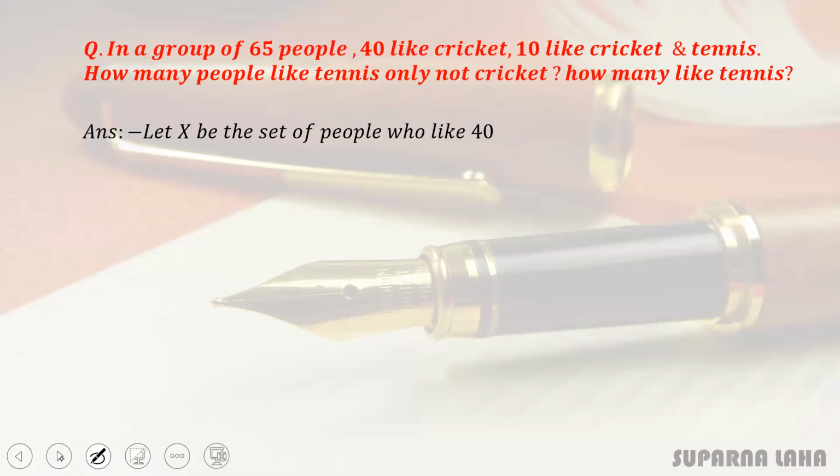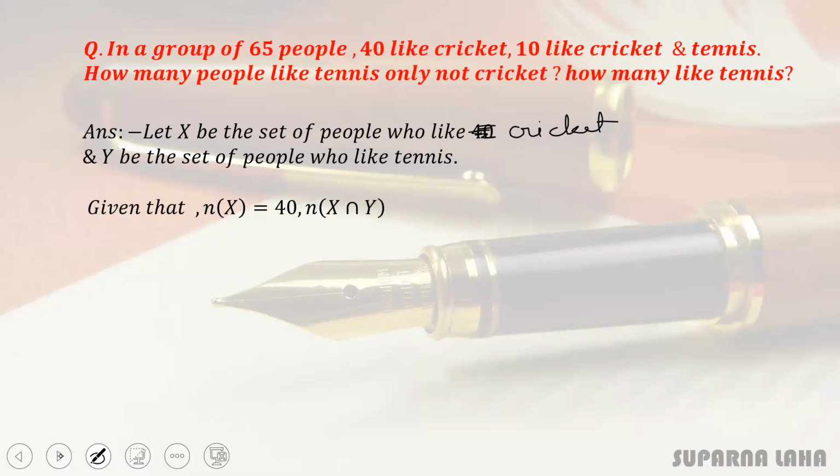So X be the set of people who like cricket and Y be the set of people who like tennis. Now the total number is given. So what is given here? The number of elements in X is given as 40. That is, 40 people like cricket.